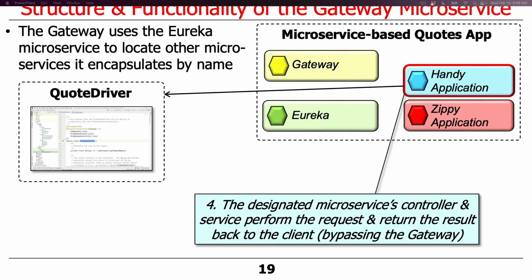Then the designated microservice's controller receives the request, and it, as usual, will forward it to the service, and that'll do the work, and then it'll go ahead and send the result back to the client, bypassing the gateway. So coming back from the microservice to the client is a direct shot, doesn't have to flow back through. So there's only the indirection overhead when things come in to do the routing.